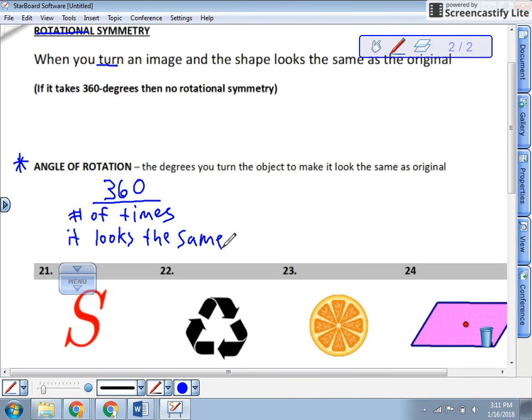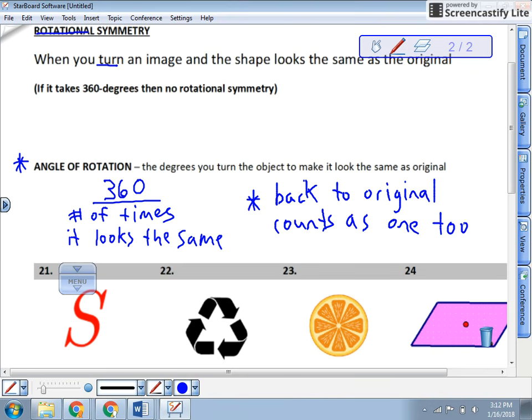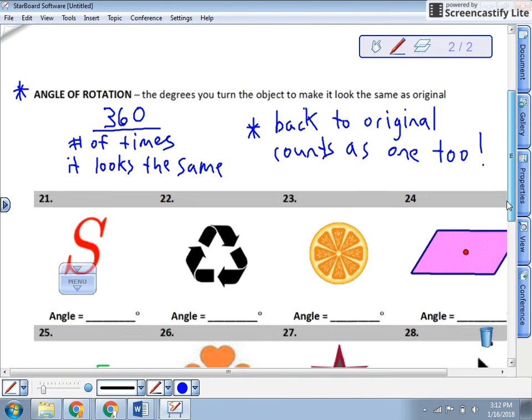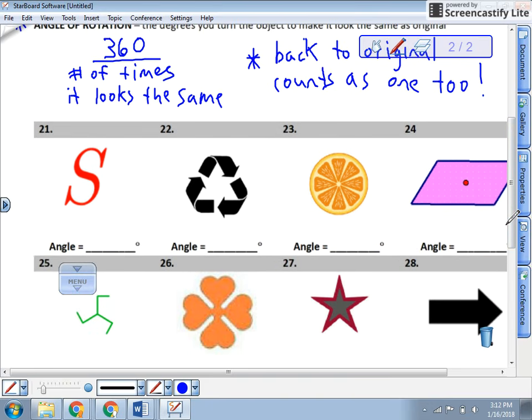Now, quick little note, all right, back to the original, the 360 degree turn, counts as 1. So don't forget that last turn. Okay, so that's how we're going to find the angle of rotation. That's all. For line symmetry, you had to find the number of lines; for rotational symmetry, the degree of your angle of rotation. That's all you need to find.